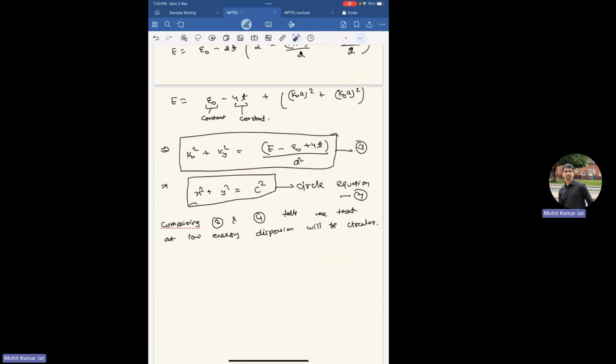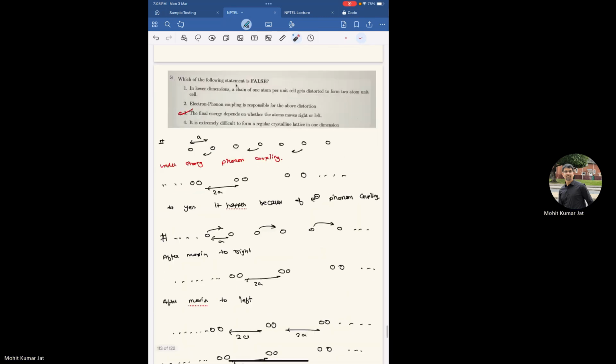That tells me that comparing equation 3 and 4 tells me that the flow energy dispersion will be circular. Now, to problem number 5, which of the following statements is false?